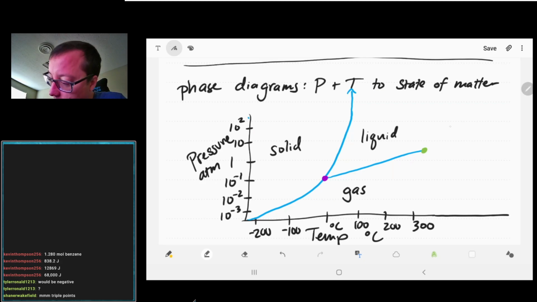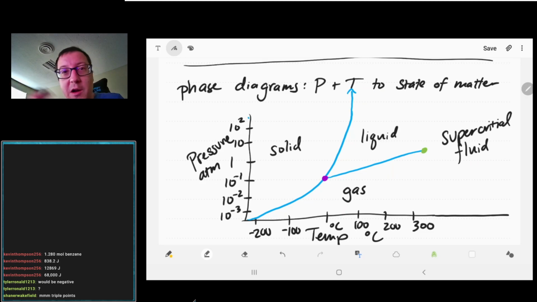So we're going to see here we have what is called a supercritical fluid. So super meaning above, actually above is a pretty good place. So above the critical point, you're going to be in the state of what is called a supercritical fluid. And that is something that has kind of intermediate properties between liquids and gases.